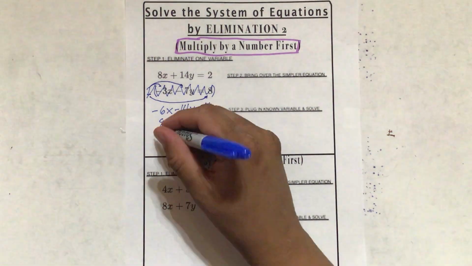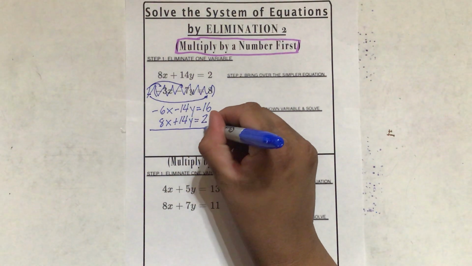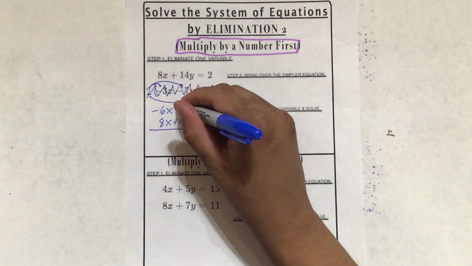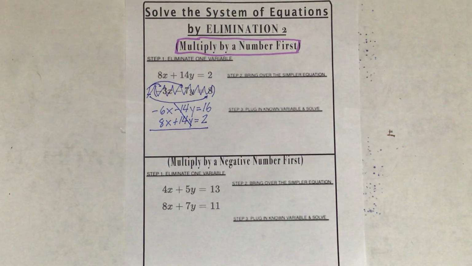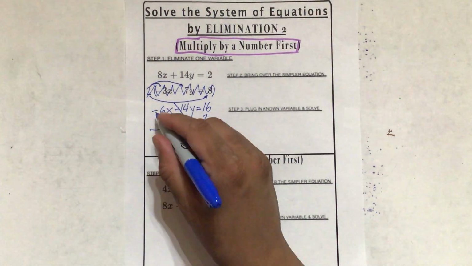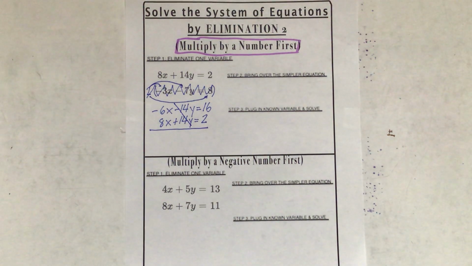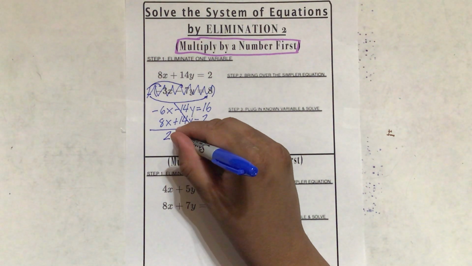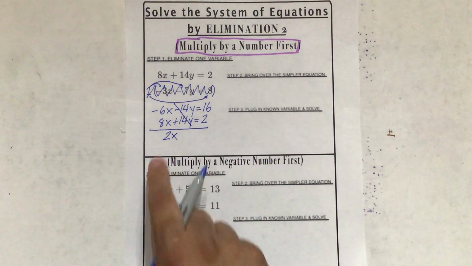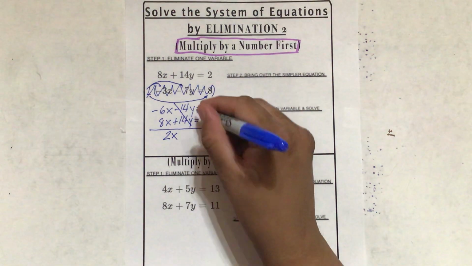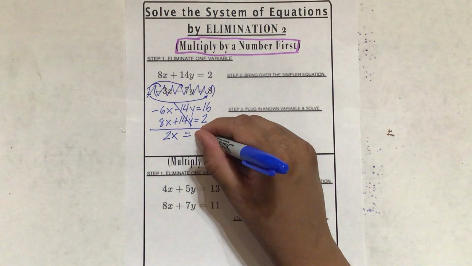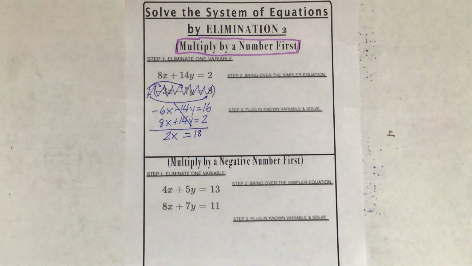Now I can eliminate because my negative 14y and my positive 14y cancel out. So my negative 6 and a positive 8 are different signs. So I subtract: 8 minus 6 is 2x. And it's a positive 2 because 8 is bigger. I bring down my equal sign. 16 plus 2 is 18.